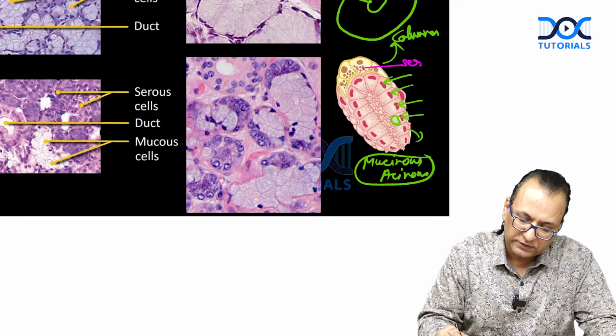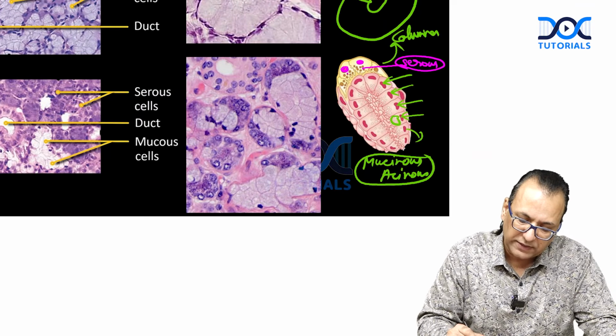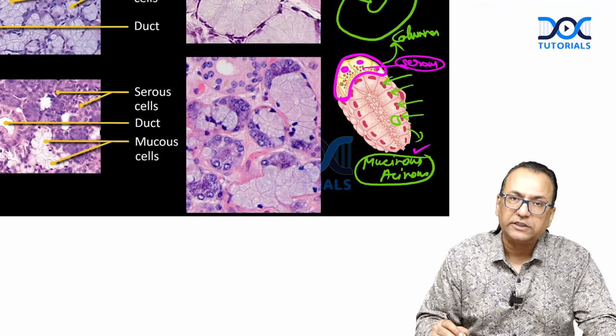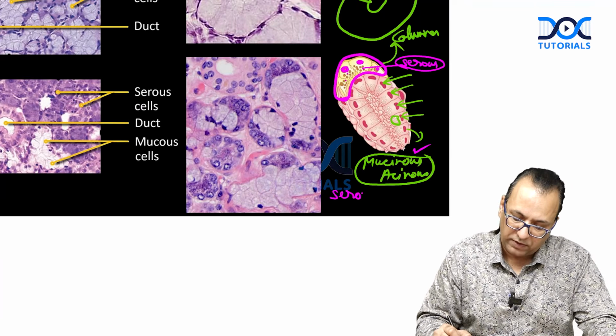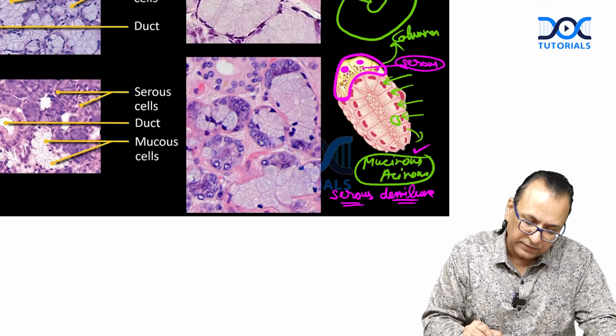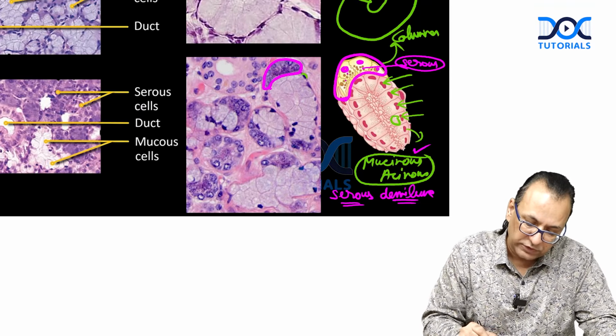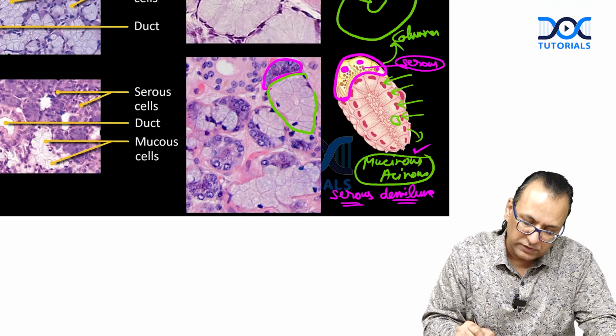This one is serous. How do you know it is a serous acinus? Because of the central spherical nucleus. A cap of serous gland on the mucinous gland is called a serous demilune. This is what we call a serous demilune. Let me show that in the slide also. Can you see a cap of serous gland on the mucinous gland? So how do you know it is mucinous? Because look at the nuclei, they are at the periphery.